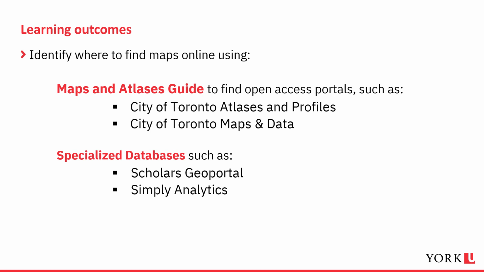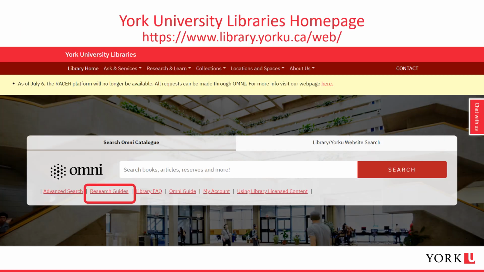Beginning with the York University Library's Maps and Atlases Guide, we'll see how this is the entry point to open access map and data portals, then also the best way to find specialized licensed databases for creating your own maps. The library has created a research guide on how to find maps and atlases that is an essential starting point for your research. The guide can be found on the library's website by clicking the Research Guides link.